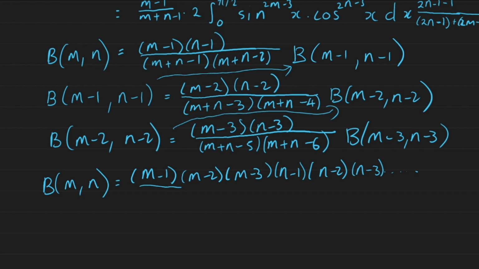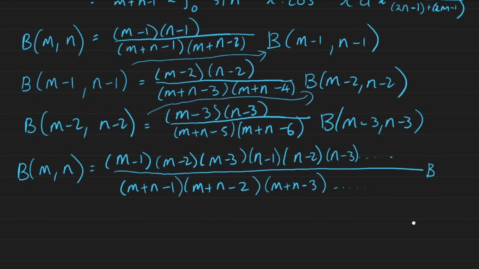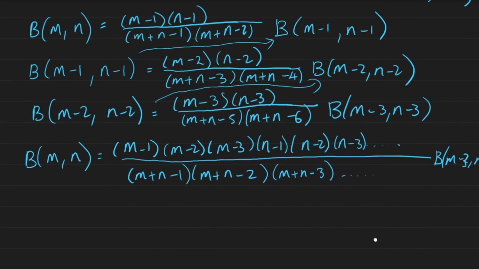And in the denominator, it's going to be the same thing. We're going to have m plus n minus 1, m plus n minus 2, m plus n minus 3, and it would carry on like that. And the last term we had written here was beta of m minus 3, n minus 3. So we can see our trend developing.